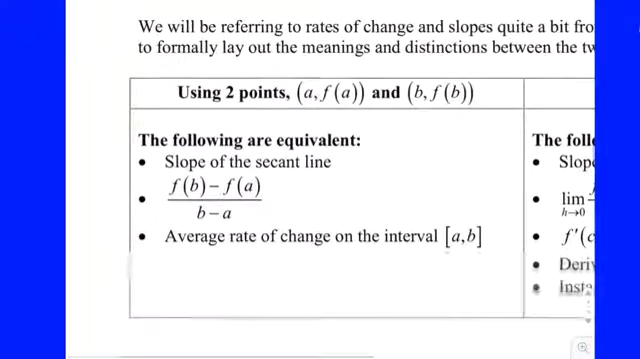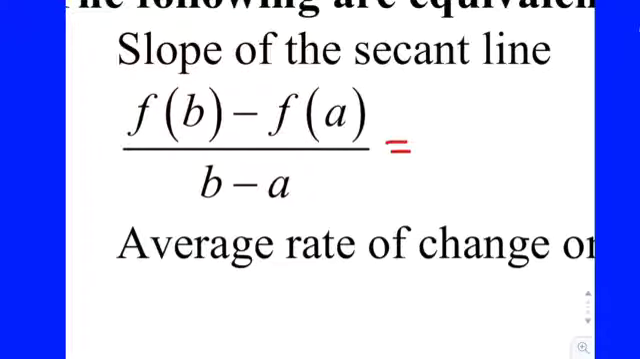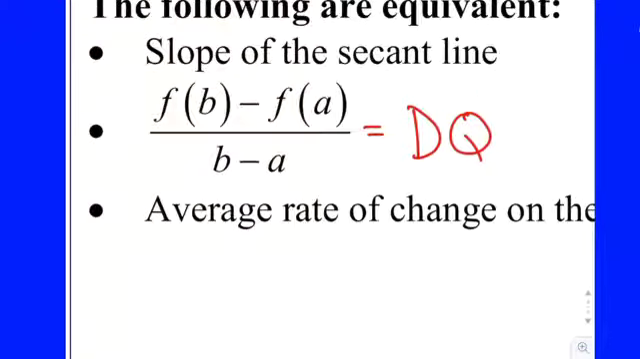All right, so to reiterate, this column over here is algebra. Doesn't require calculus. The following are equivalent between 2 points A, f of A, and B, f of B. The slope of the secant line. This thing here, which we call the what? The difference quotient. I'll just put DQ.